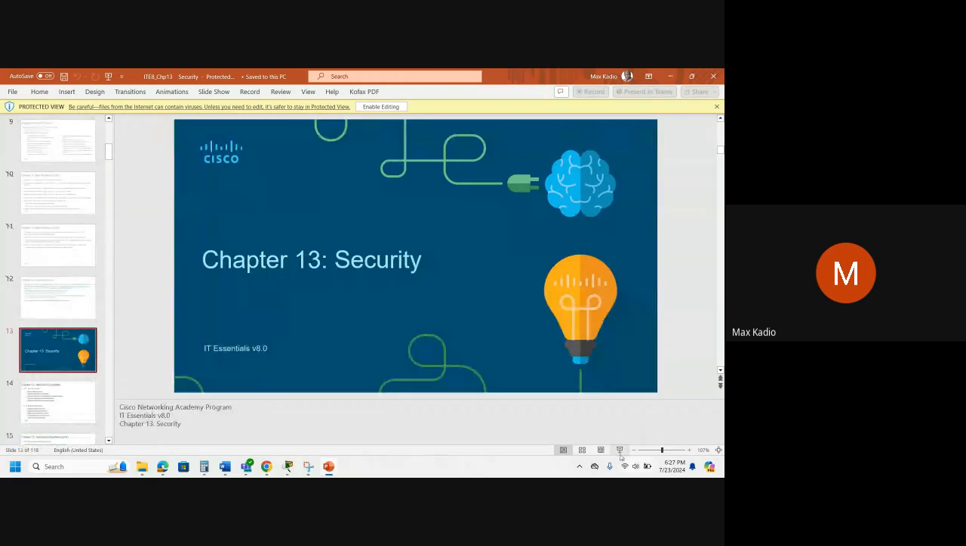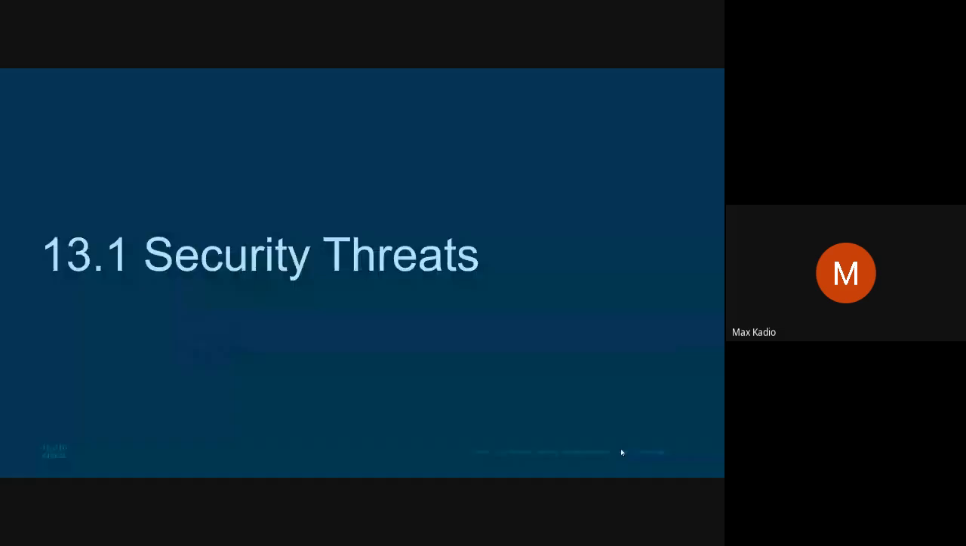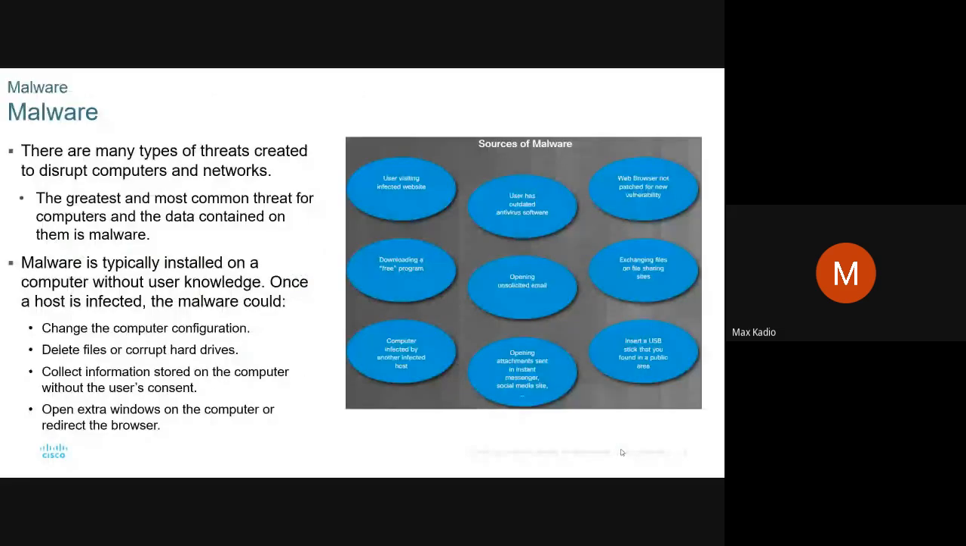So security. You should know that in IT we can get viruses, but for the whole family of viruses, we call them malware, or malicious software. It can be worms, viruses, and Trojan horses. These are there to disrupt your work. There are many types of threats created to disrupt computers and networks.